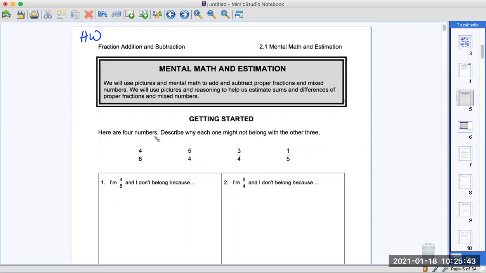Here are 4 numbers. Describe why each one might not belong with the other 3. So your job is to figure out which number is a little different and why. And then you have to explain what makes it a little bit different. So I would say that with these answers, there's really no right or wrong. Everybody might see it in a different way, but I want you to think about it.